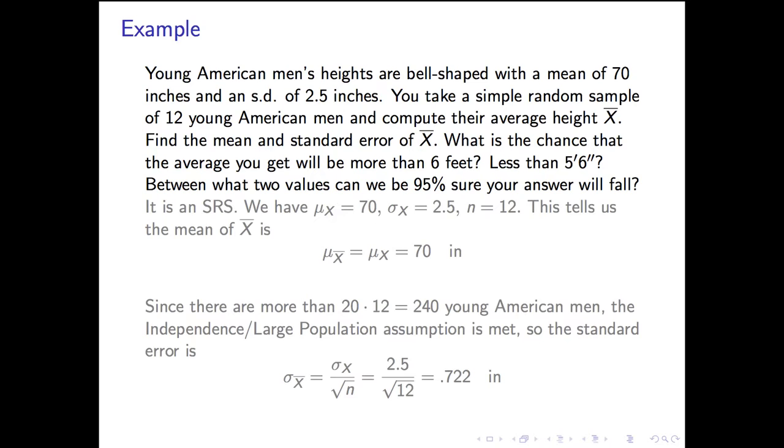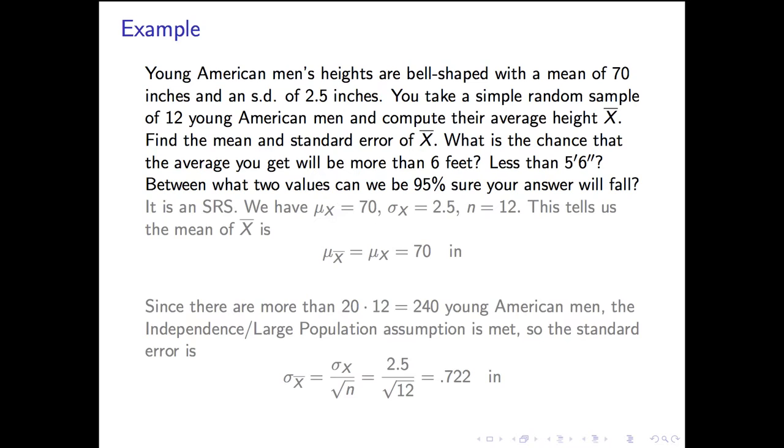I have a bunch of questions to ask. What's the mean and standard deviation of x bar? What's the chance that x bar will be more than 6 feet, less than 5 foot 6 inches? What's the chance it'll be between two values? And what are the two values between which we can be 95% sure the answer will fall?